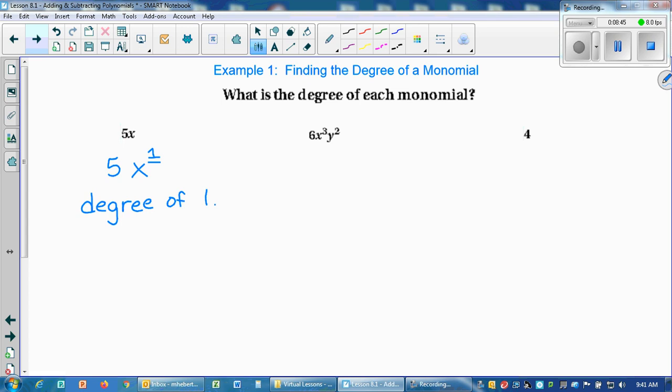For our second guy, we have our coefficient of 6, our first variable with a degree of 3, our second variable with a degree of 2. To find the degree, remember it's the sum of the exponents. So we take our first exponent, which is 3, and we add it to our second exponent, which is 2. 3 plus 2 makes 5. So this is a degree of 5.